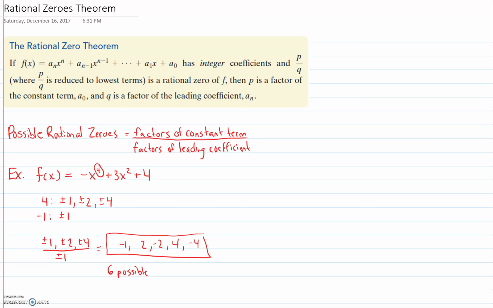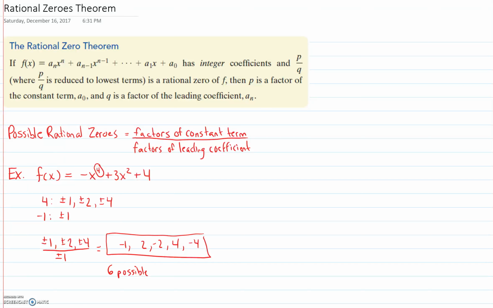So we're going to look at the rational zero theorem, and what I've given you is that definition from the book, and then we're just trying to summarize what that says here, possible rational zeros. So it's basically the factors of the constant term over the factors of the leading coefficient.